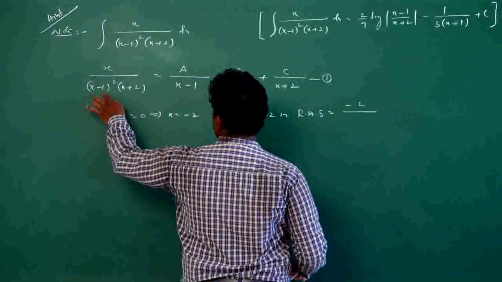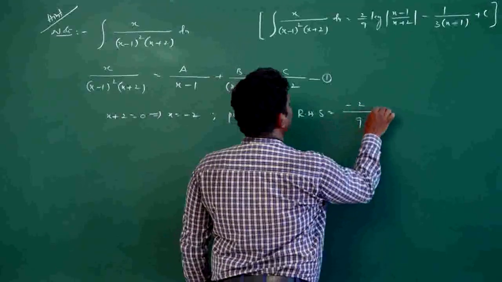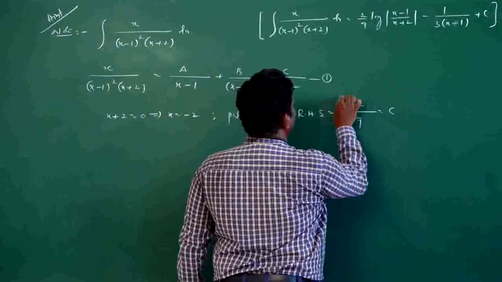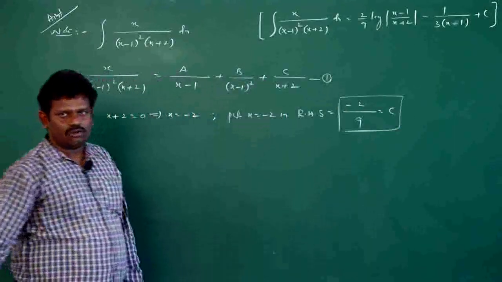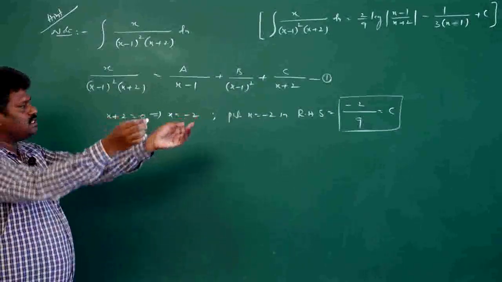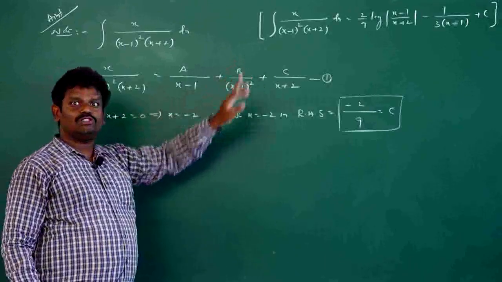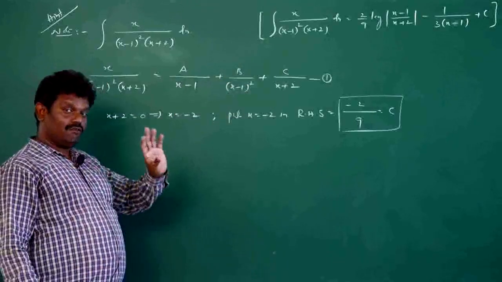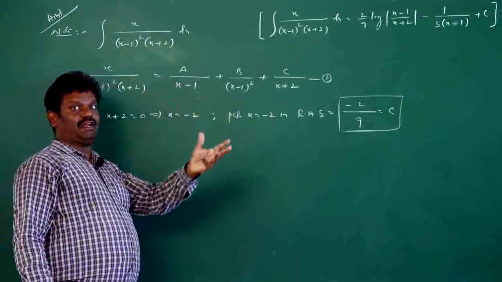Minus 2 by, here minus 2 minus 1, minus 3 whole square, then this value is c. So c is equal to minus 2 by 9. Next, here x minus 1 whole square. Which value is selected first? Which one has the highest power? The repeated factor.